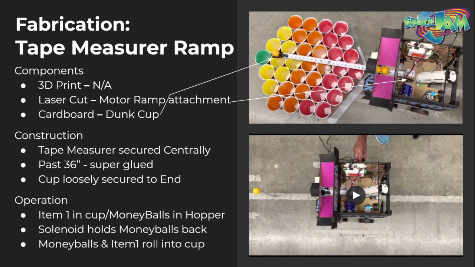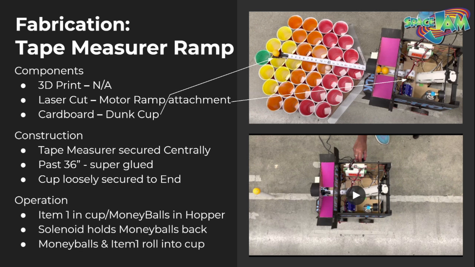So one thing you might have noticed in the last video is a small cup that is attached to the tape measure, which acts as an extension to the hopper itself. That small cup picks up the lower stock item and holds it in front of the hopper, while the other 2 balls are held back with a solenoid, which you can see in this picture as well.